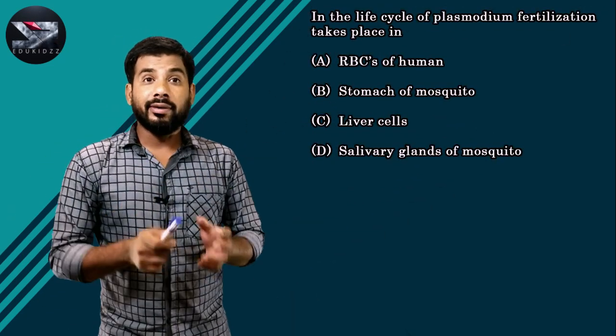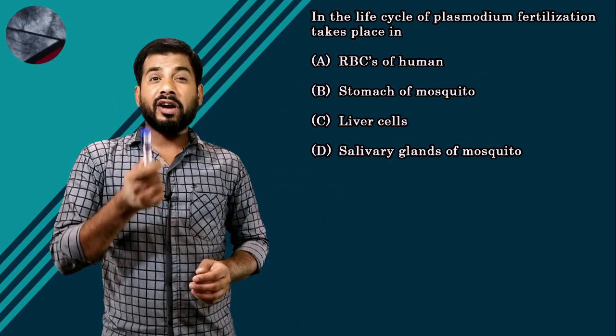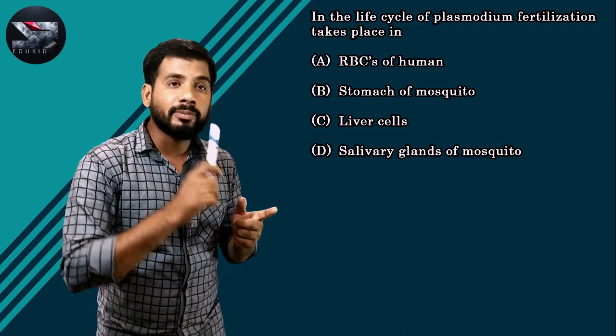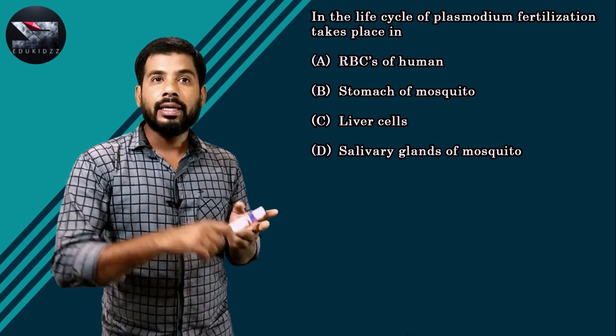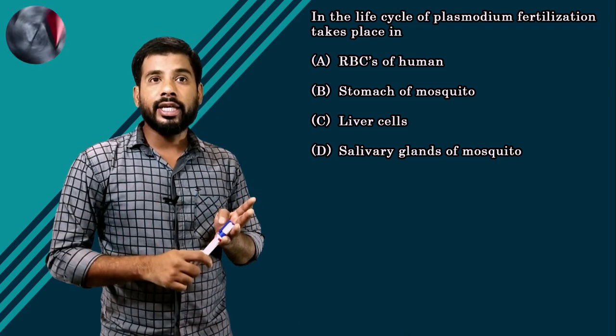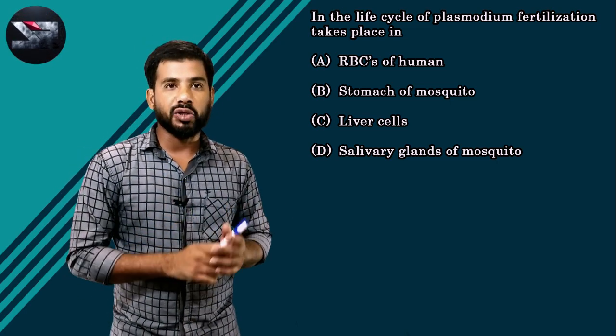Now question number 8. In the life cycle of Plasmodium, fertilization takes place in, there are 4 options. Option A, RBC of human. Option B, stomach of mosquito. Option C, liver cells, and option D is the salivary gland of mosquito.